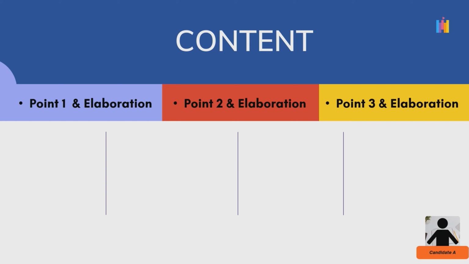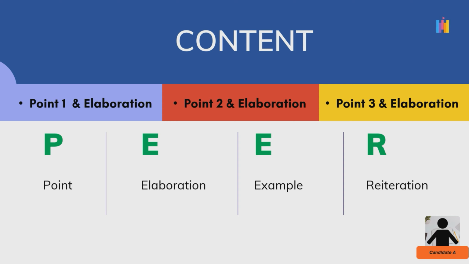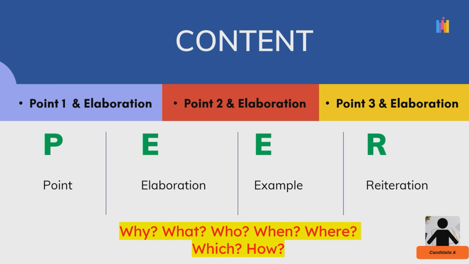Today, I'll teach all of you how to generate points using the acronym PEER. P stands for point, E elaboration, E example, and R is reiteration. Reiteration means repeat or recap. At the same time, you need to use the 7 WH questions such as why, what, who, when, where, which, and how to help you in your elaboration. Now, I'll tell you more about this method in my next slide.